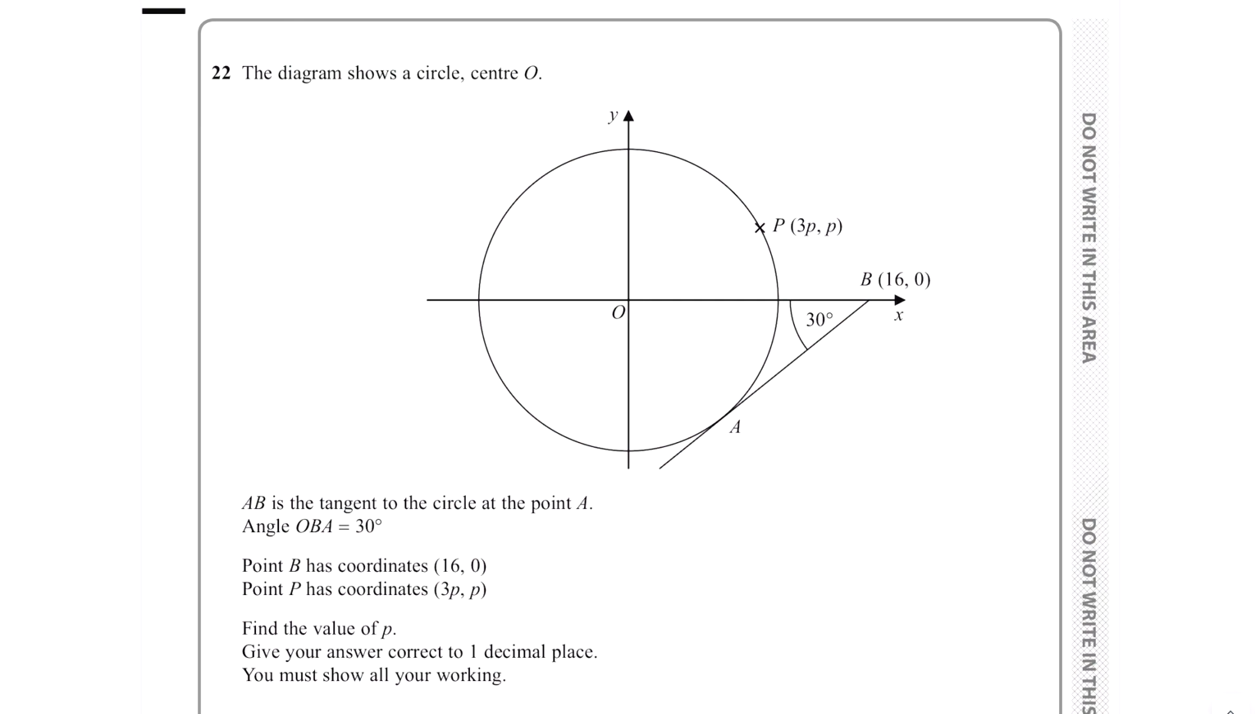Moving on to question 22, we have a circle. AB is a tangent to the circle at point A. Remember, the tangent meets a circle at 90 degrees. So we've been given an angle of OAB. We have point P and point B. Find the value of P. Give your answer to 1 decimal place.